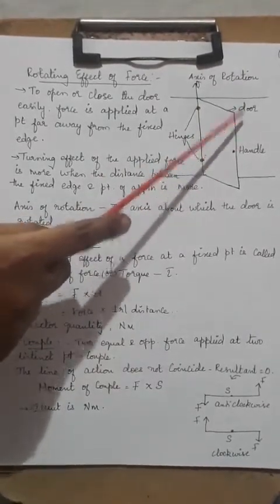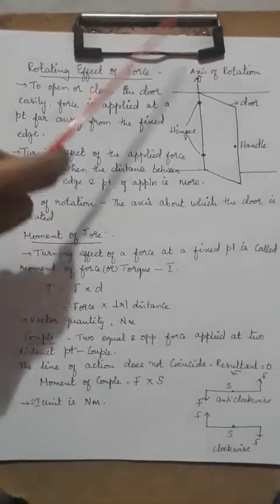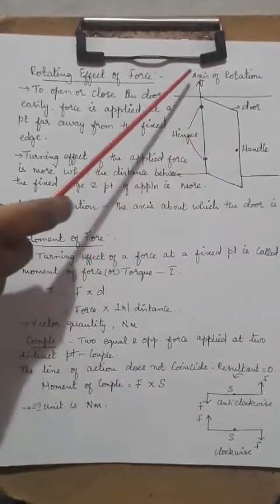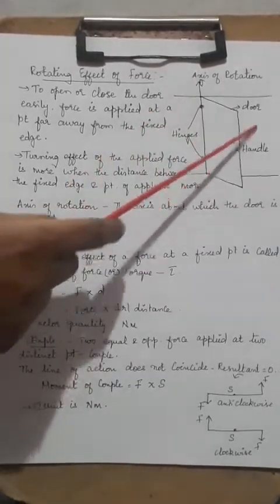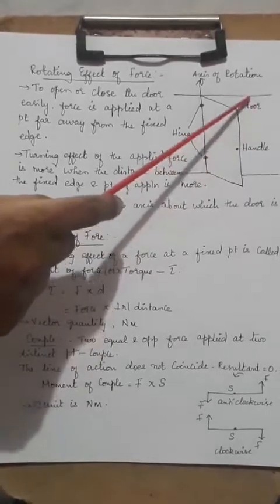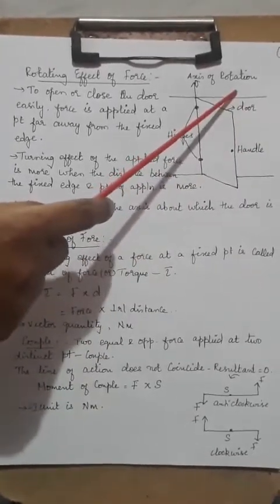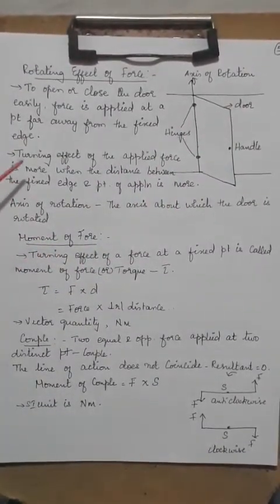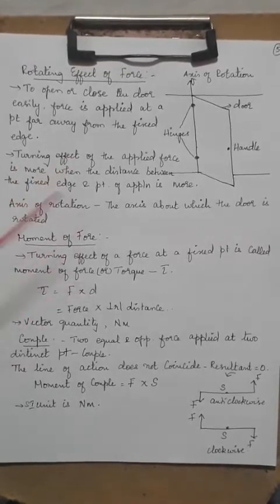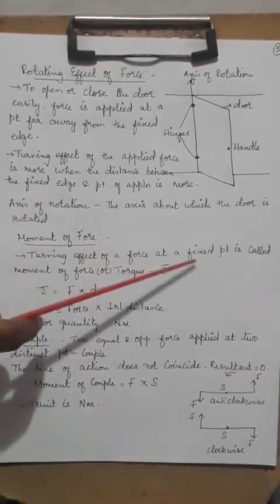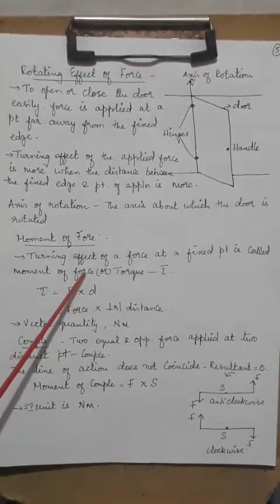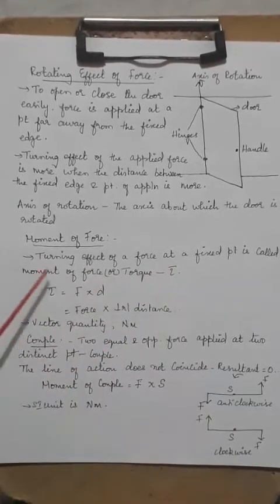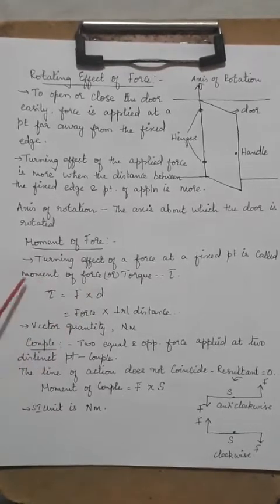That turning effect is what is called moment of force, children. And this turns about an axis. About this axis, this door rotates. That is, it moves in one direction to open and in the other to close it. So here what you have studied is that there is a turning effect, right? That turning effect of a force at a fixed point is what is called moment of force, or otherwise it is called torque, tau.